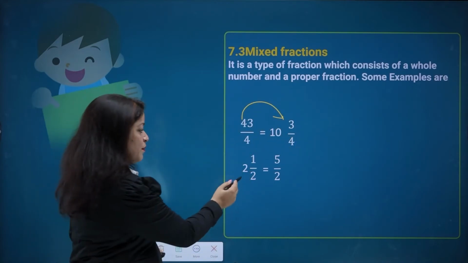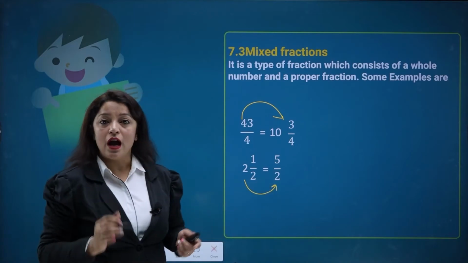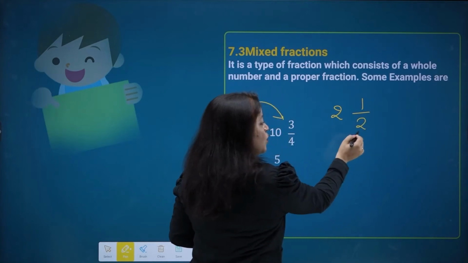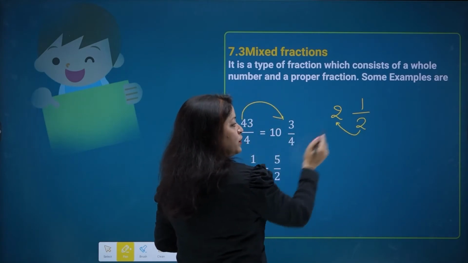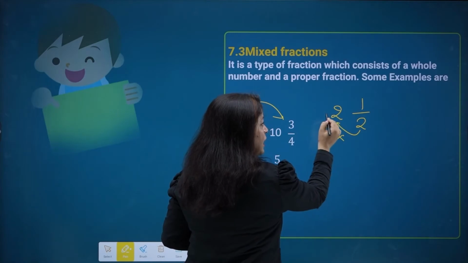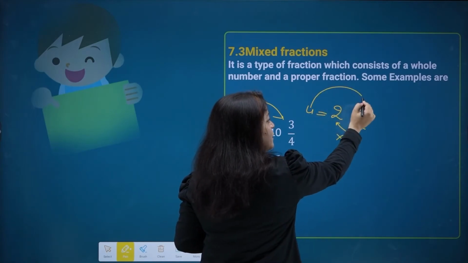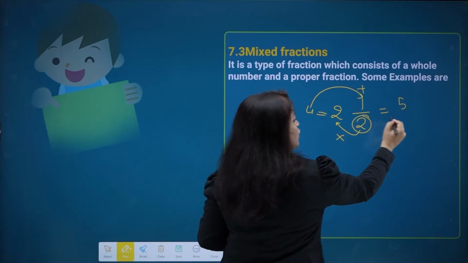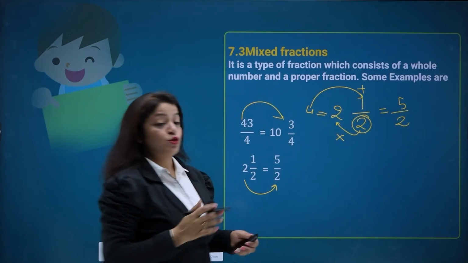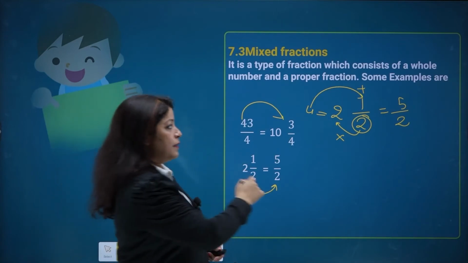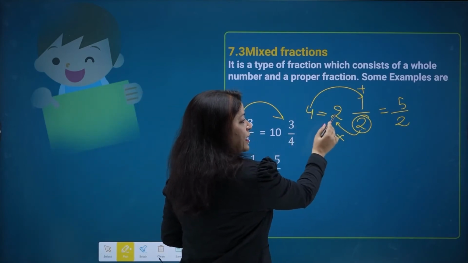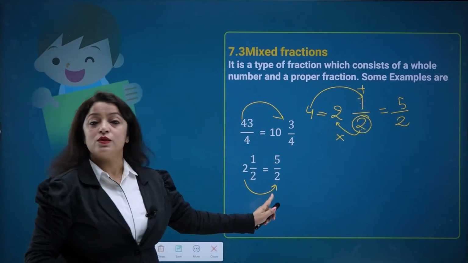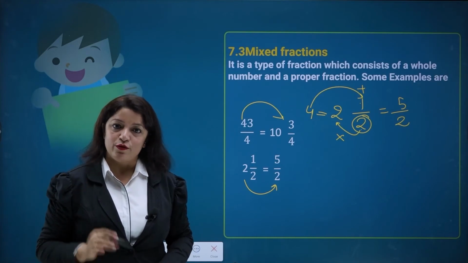Now let us see from a mixed to an improper, how we can write it. So 2 1/2, it means we multiply this 2 by 2 to get the number 4, and to this 4 we add this 1, so as to get the number 5. We keep the denominator the same. So 2 whole number 1 by 2 can be written as 2 times 2, 4, 4 plus 1 is 5, and 5 over 2. So in this way we get 2 1/2 as 5 over 2.